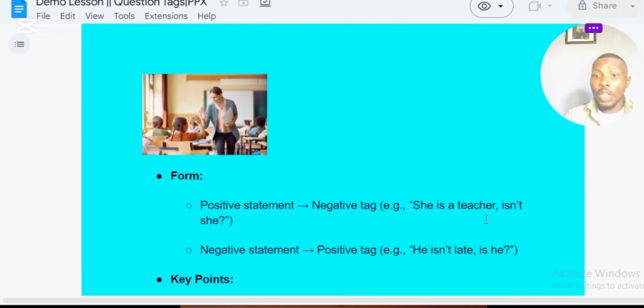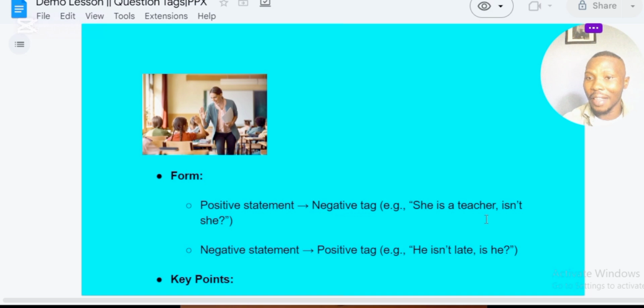Now the first one is we have positive statements and negative tag. That's it. Whenever you have a positive statement, that's a statement without not. For example, I am tall, you are smart, we are learning. These are statements. So what comes next? What comes next is a negative tag. For example, if I say we are smart, the question tag would be, aren't we? She is tall. Maybe your younger sister, she is tall. The next one will be what? Isn't she? Nice one, Jim. You got that.